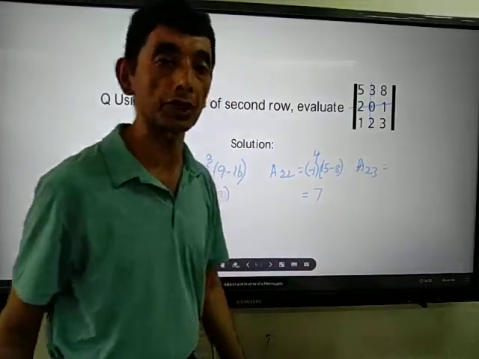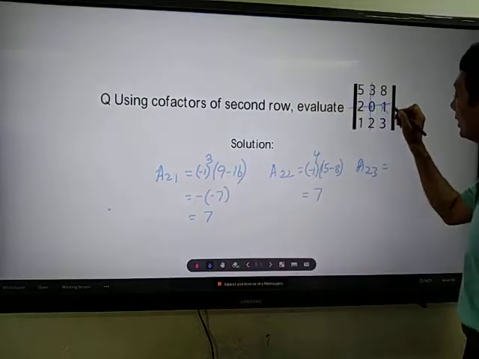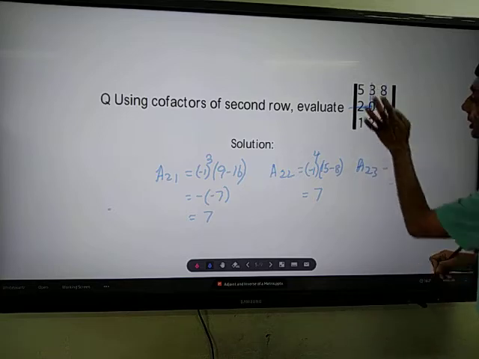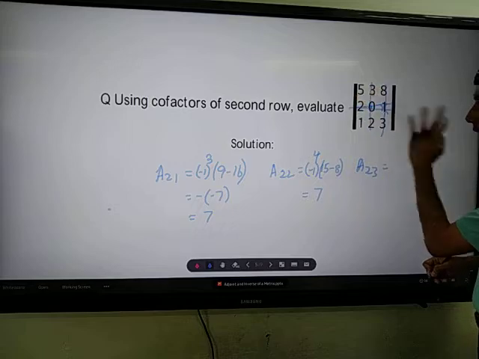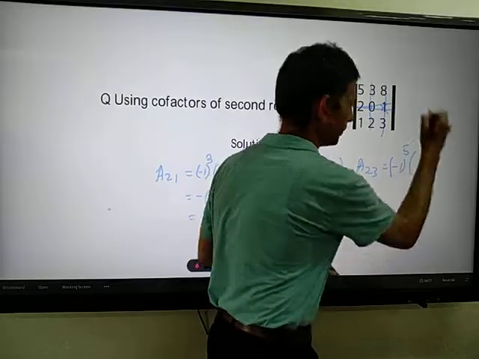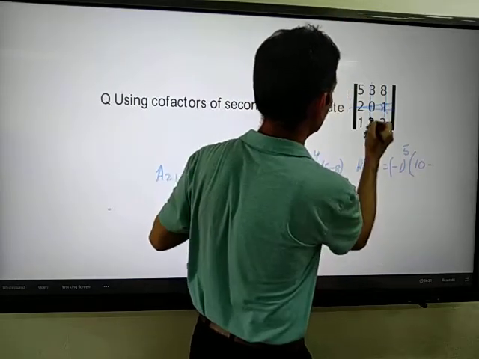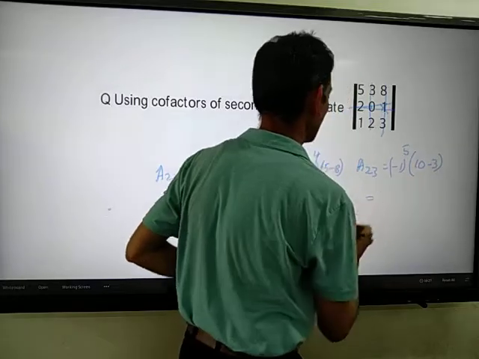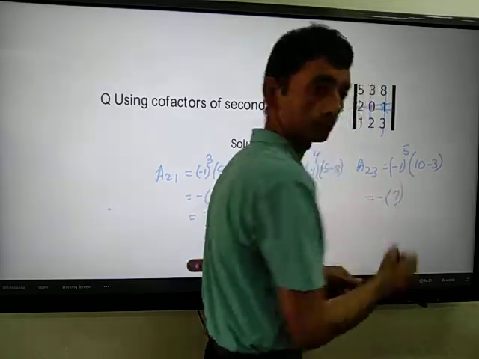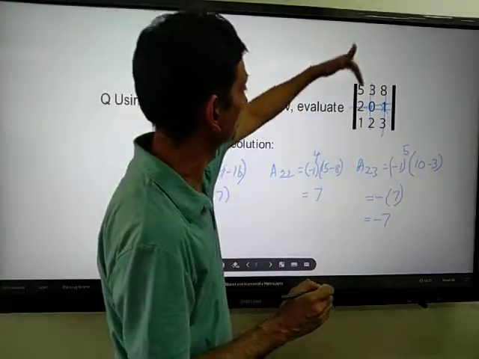Now finally A23. That means we need to find the cofactor of this 1. So you have to find the cofactor of 1, you need to ignore this row and this column. What will be left out? We will be left with 5, 3, 1, 2. So let's multiply this. This is minus 1 to the power 2 plus 3, which will be 5. Since you have calculated the cofactor of 1, you need to multiply 5 into 2, this is 10, minus 1 into 3, this will be 3. This is equal to minus 1 to the power 5. Minus 1 to the power 5 is minus, 10 minus 3 is 7. Finally you are getting minus 7. So you got the cofactors of the 3 elements 2, 0 and 1.